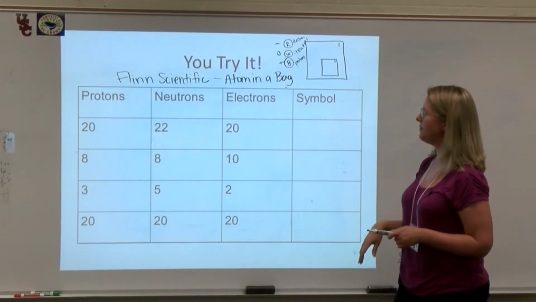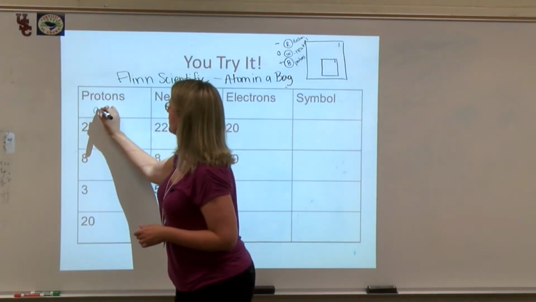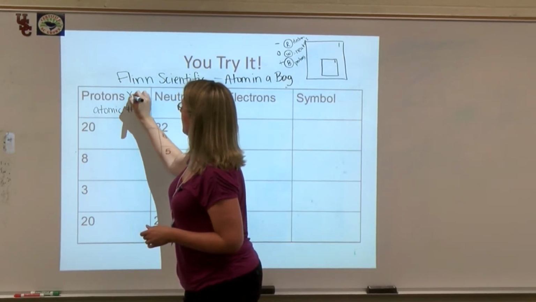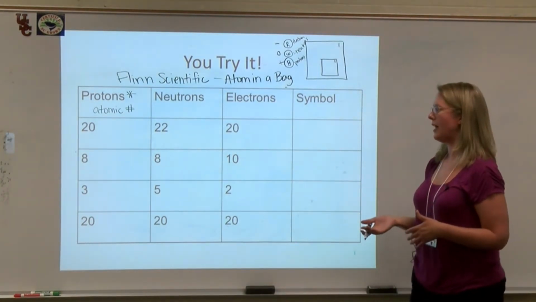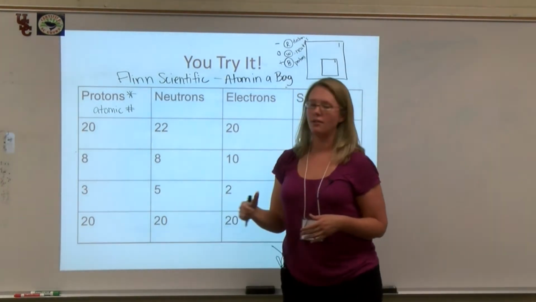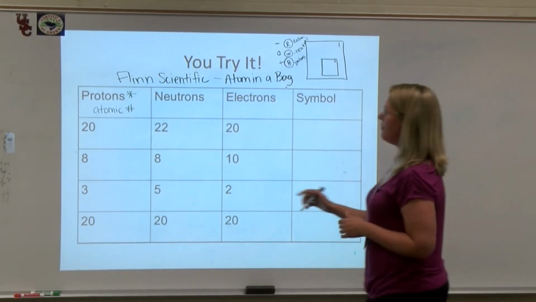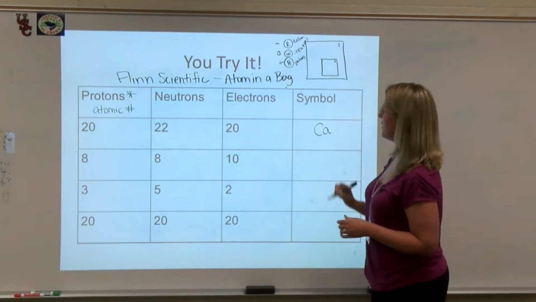So let's take a look here. Remember that protons always equals your atomic number. And so the protons are very important. They are what identifies the element. It's what tells you what symbol you have. So if you go to your periodic table and you look up element number 20, I'm pretty sure is calcium. I got to pull my periodic table back up. Yes. So number 20 on the periodic table is calcium, so you'd write Ca, like that.